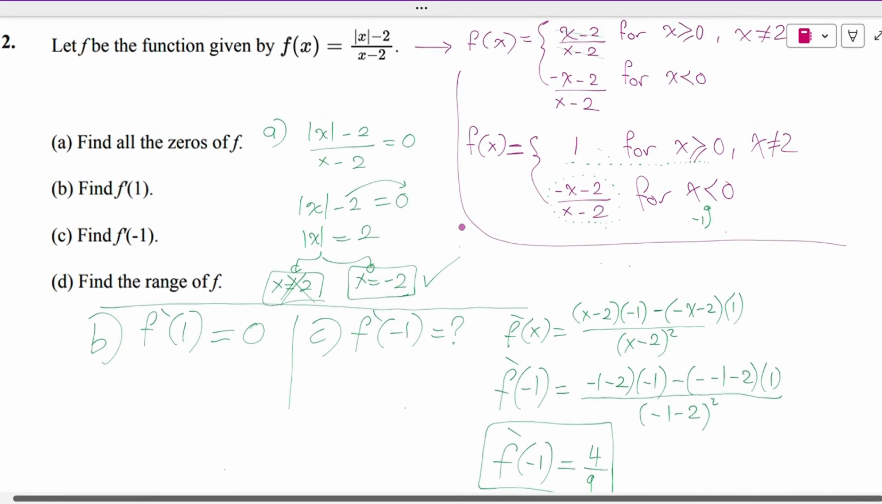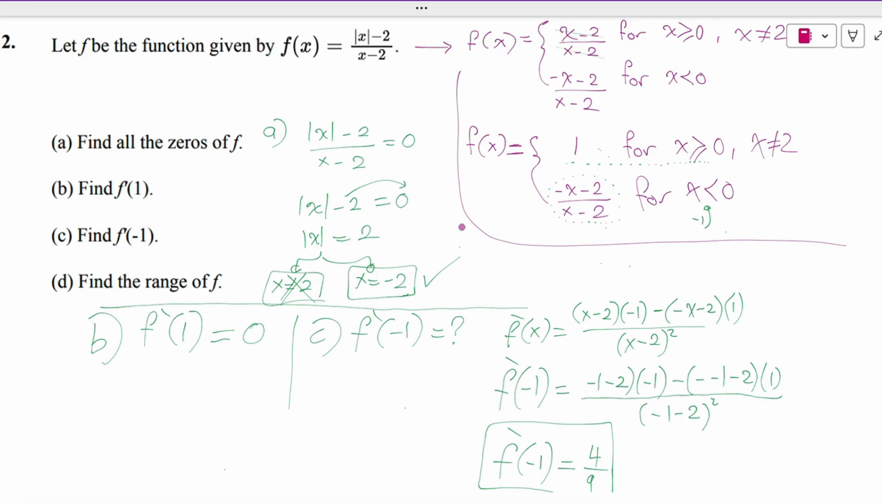Sorry, there was a problem in the previous recording, so I've recorded a new one and I combined them in this video. So we were at part C. We found f prime of negative 1 by using the quotient rule, and then we substituted x equals negative 1, and we ended up having 4 over 9 for f prime of negative 1.